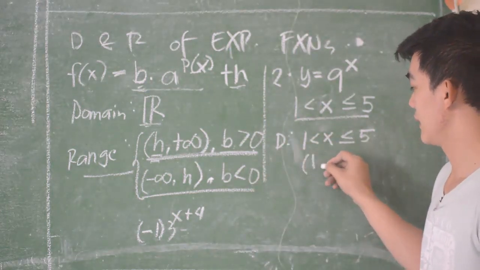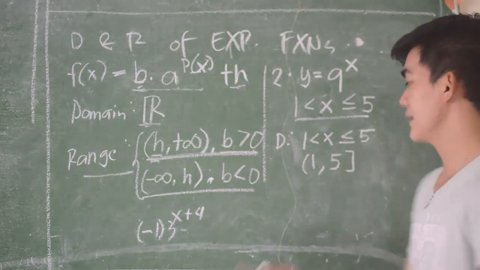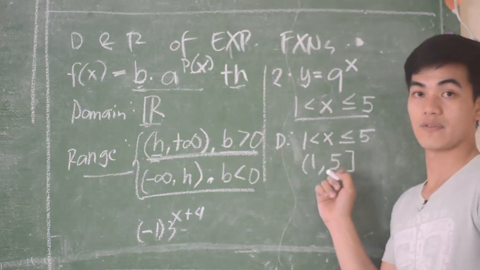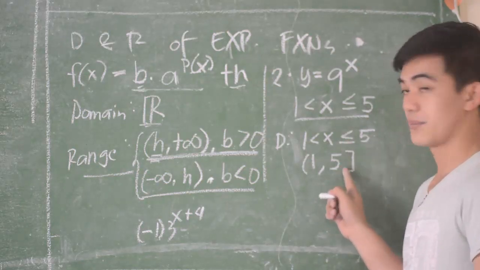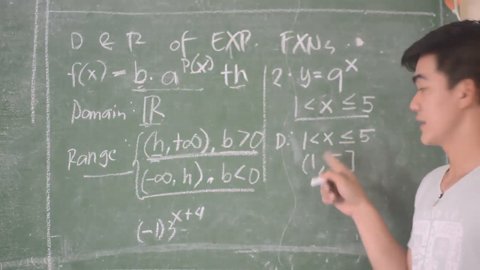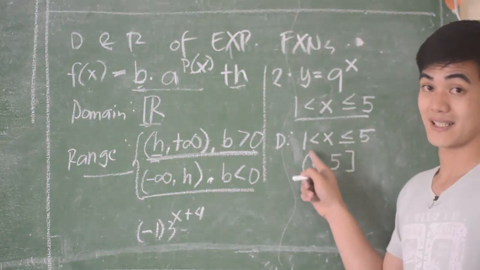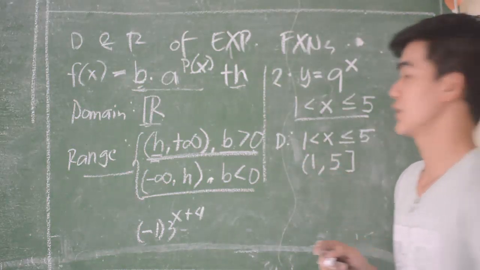So, open 1, and then 5, and then close bracket. So, parehas yan. Ibig sabihin, that is from 1 to 5, na-included yung 5. Bakit sa 5 naka-brackets siya? Kasi class, may equal sign. No? May equal sign, so iba brackets. Ibig sabihin, included sa 5. Dito, walang equal sign. Ibig sabihin, hindi included si 1. So, yun yung ating domain.